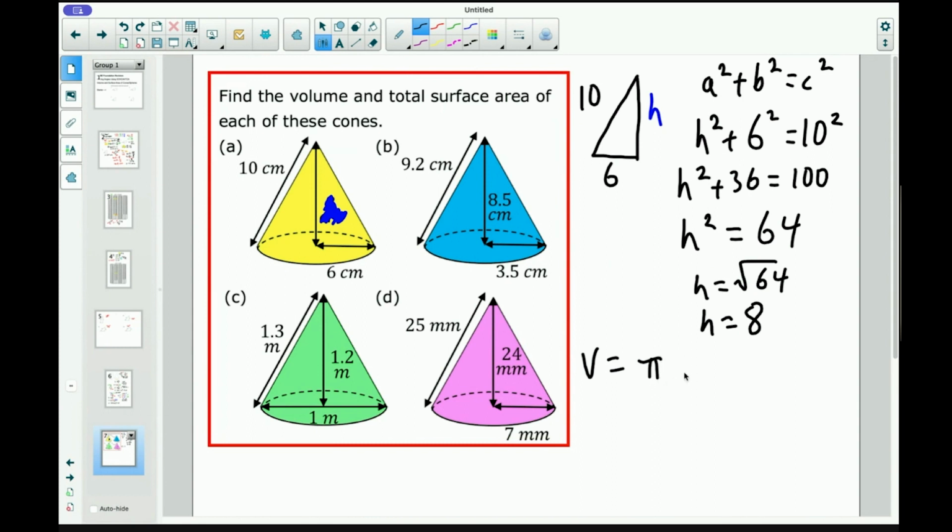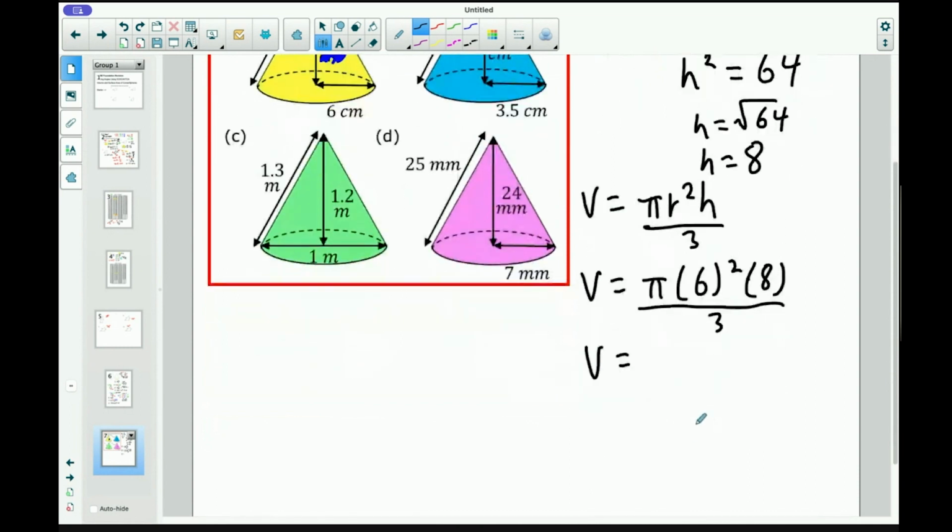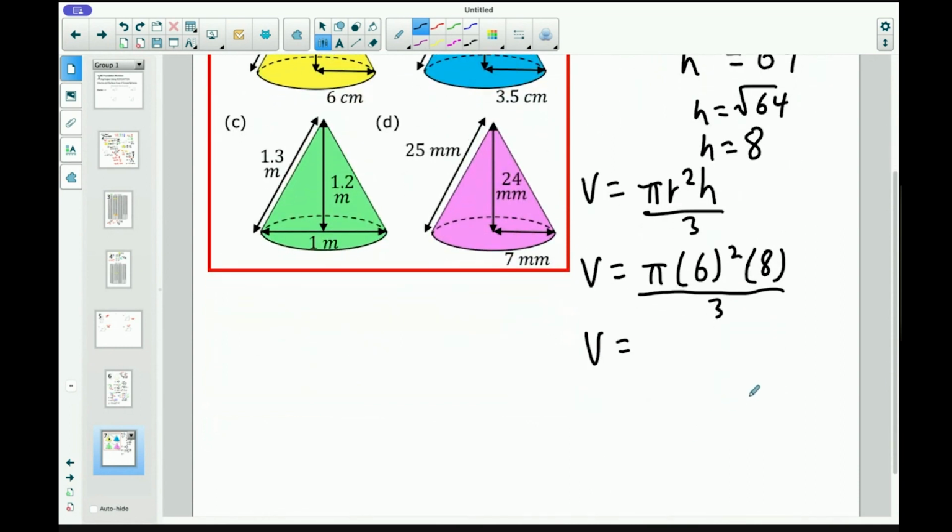So once we get to this point, let's go and write down our formula again. Because this is not given to you, it's good to just commit this to memory. Pi r squared h, and that's all divided by 3. So we get volume is equal to pi times 6 squared, and because we have a nice whole number, times 8 divided by 3. So we get 6 squared, which is 36, and 36 times 8 gives us 288. So we get 288 pi divided by 3. And again, this is our answer in terms of pi.